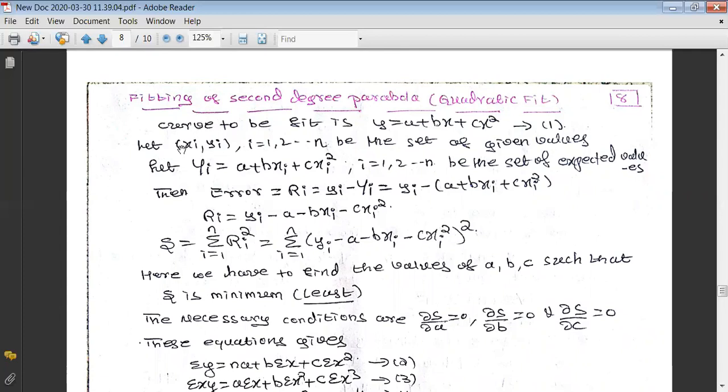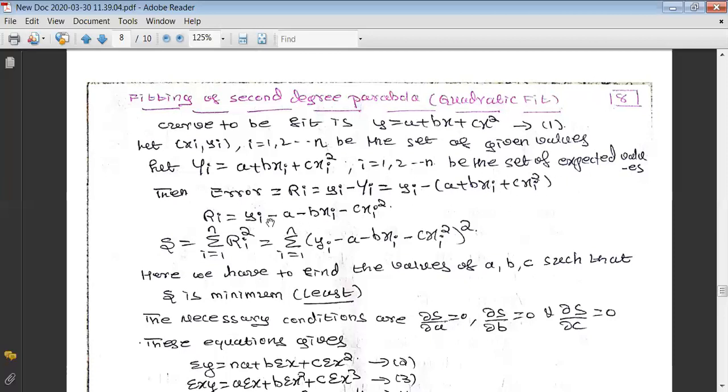Now, in order to go for this particular fitting, let small xi, yi, i varies from 1 to n be the set of given values. And these values are expected according to this law. That's why let us denote capital Yi equals a plus b xi plus c xi square, i equal to 1 to n, be the set of expected values. Then the error is the difference between observed and expected. It is given like this.